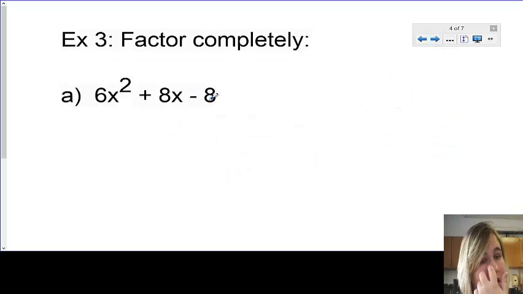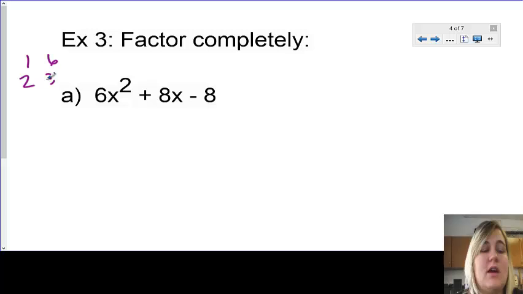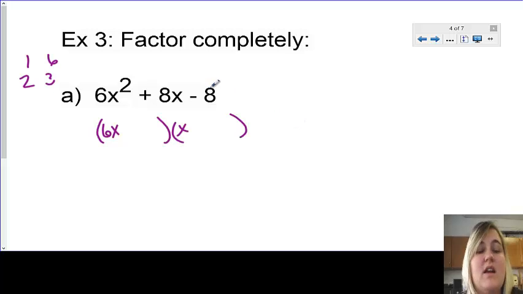On A, for example 3, we're going to be doing the same thing here. And with 6, again, there are a couple of different ways that we can split 6 up. It could be 1 times 6, or it could be 2 times 3. Alright, so we will start with 1 and 6. So 6x and x, and see if we can find anything that'll work.